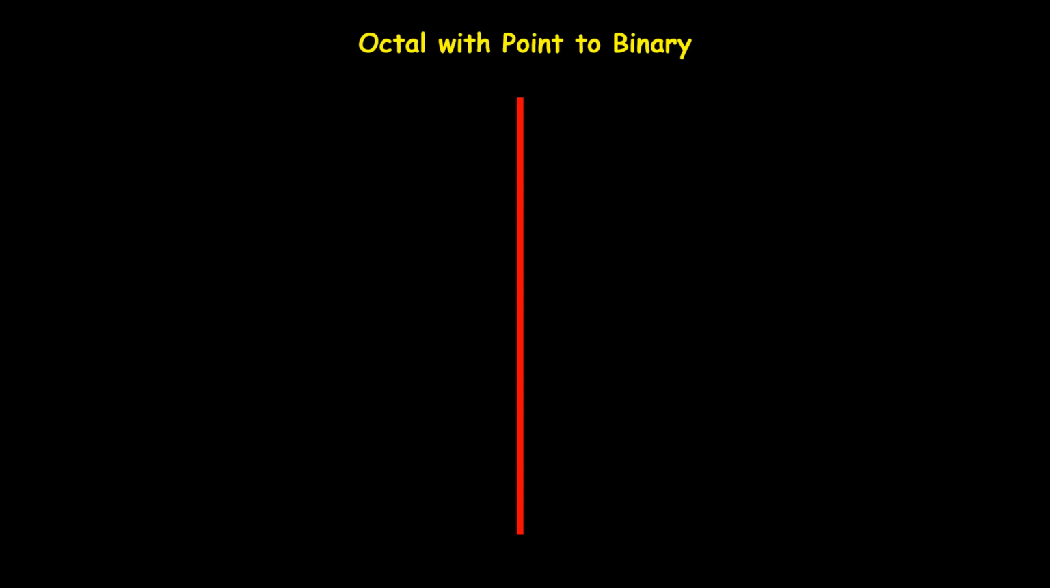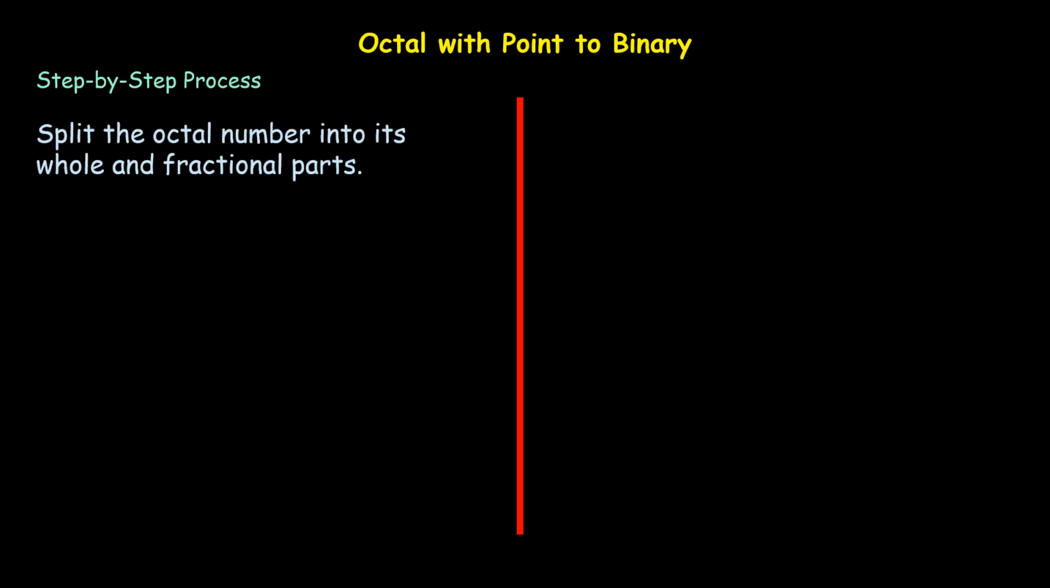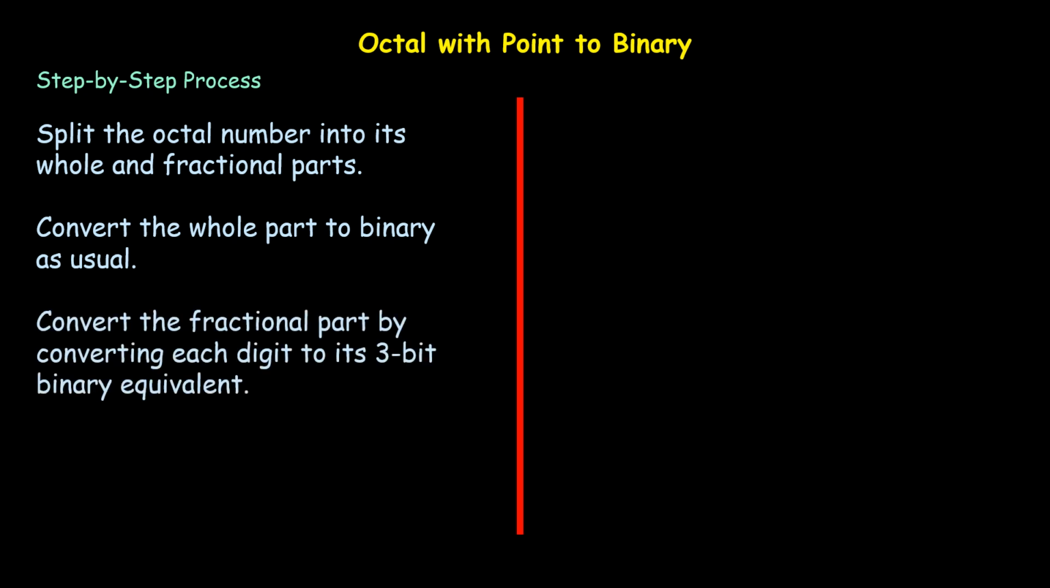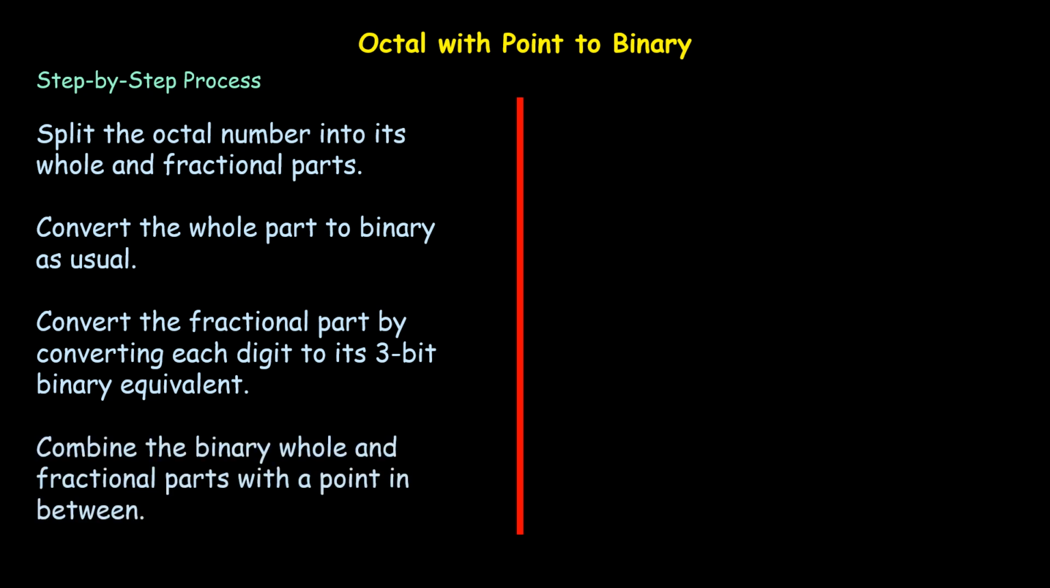In this part, we are going to learn how to convert an octal number with an octal point to binary number. These are the simple steps that you can follow. When converting an octal number with an octal point to binary, first separate the number into its whole and fractional parts. Convert the whole part as usual by translating each octal digit to binary number. Then do the same for the fractional part. Combine the two results, keeping the point in its place.